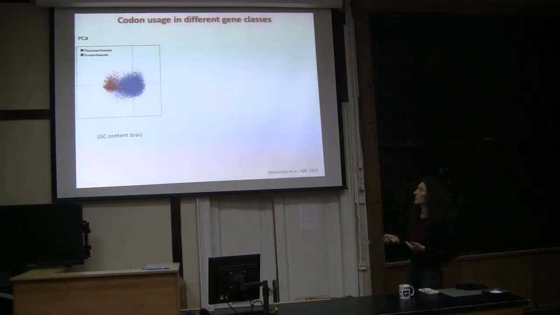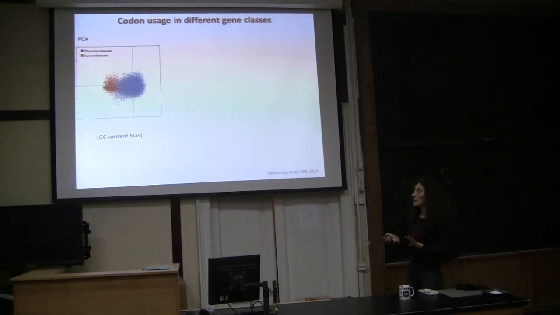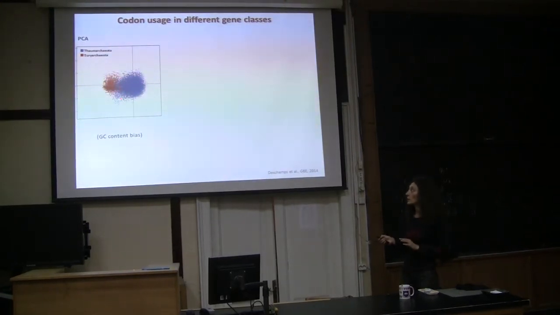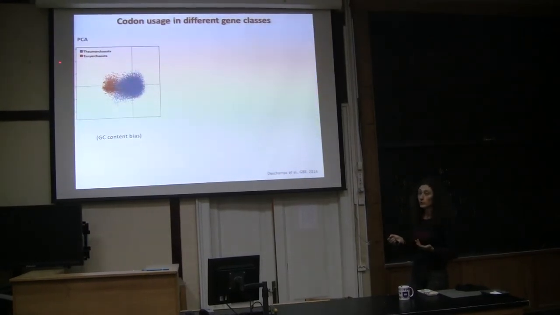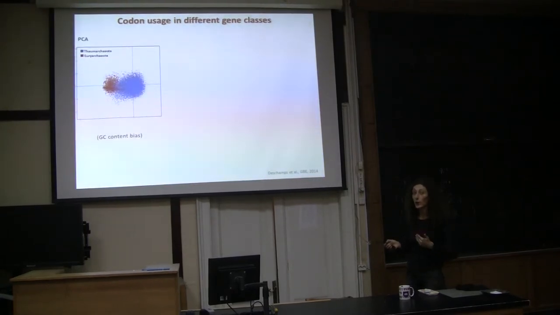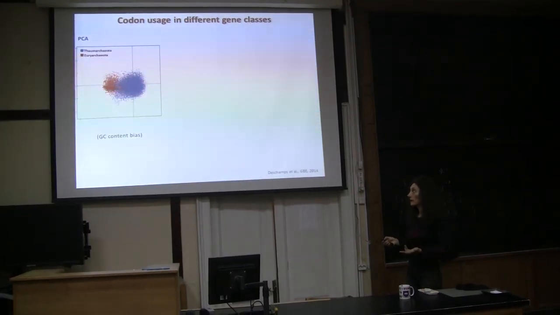So this is just the principal component analysis of codon usage. In just the Archaea and the Eukarya, you see two clouds here, and this is due to the different GC content bias. So different codon usage will occur in the two types of genomes, because in fact the Archaea have a much lower GC content than the Eukarya, so we can distinguish very well the two clouds, genes belonging to the Archaea and to the Eukarya.